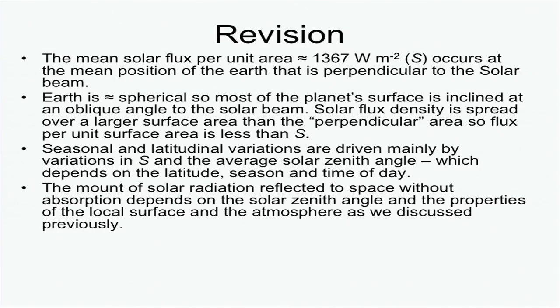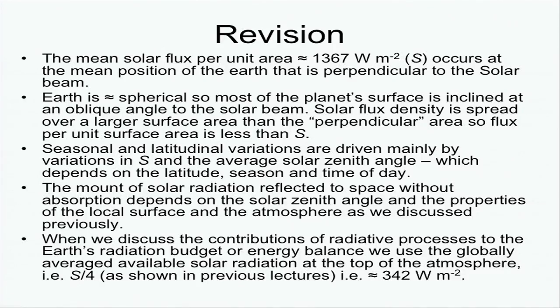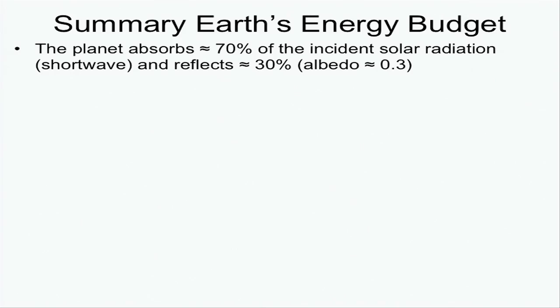Now, when we discuss the contributions of those radiative processes to the Earth's total energy budget, or energy balance, we tend to use, as we said, the average global value at the top of the atmosphere, which is S divided by 4, because we're dealing with a rotating sphere. 342 watts per meter squared is the number to remember there. As we said, the planet absorbs 70% of the incident solar radiation. Some people prefer to remember the actual units, some people prefer to remember just fractions. So let's just look at the fractions. 70% of the incident solar radiation, the shortwave, is absorbed in one form or another, and we get a reflection of about 30%. That's our albedo.